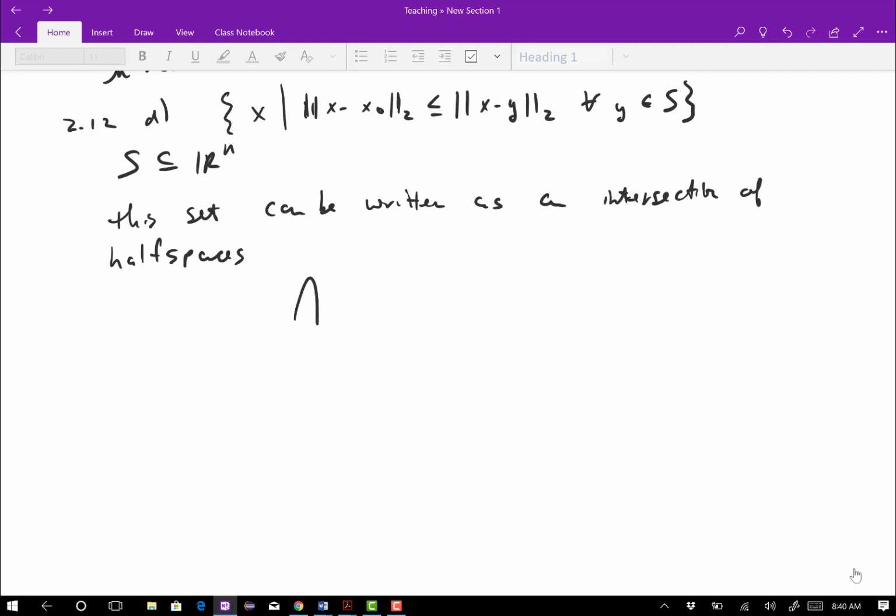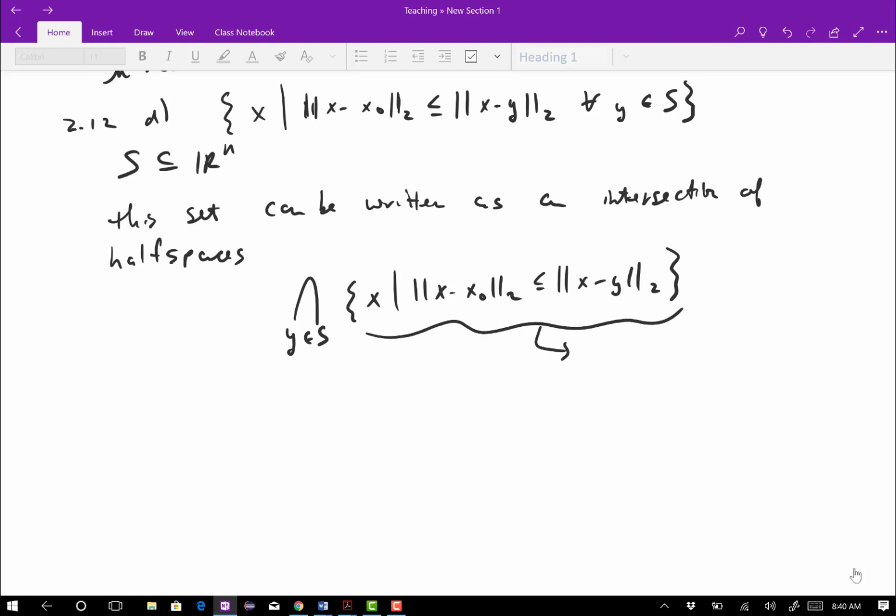Here's how that would look. It would be the intersection for y's that are elements of the set S of x such that the 2 norm of x minus x naught is less than or equal to the 2 norm of x minus y. And this is an intersection of half spaces because if you look at this expression, this is a half space. And therefore, this set is convex.